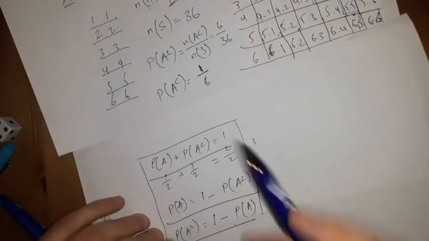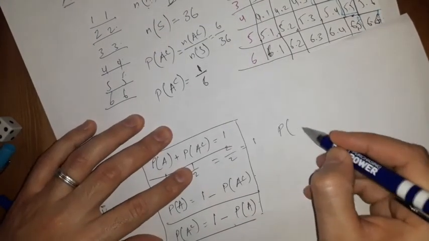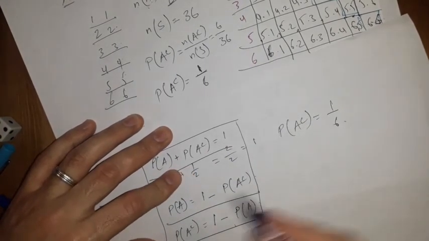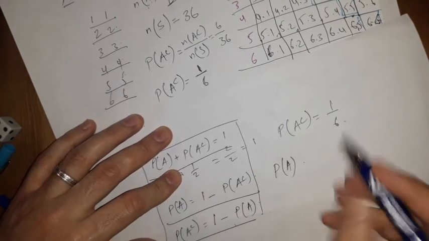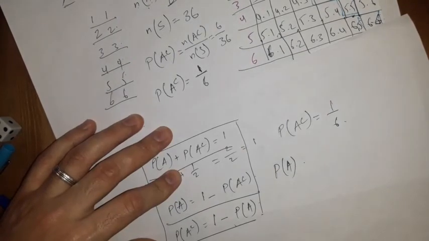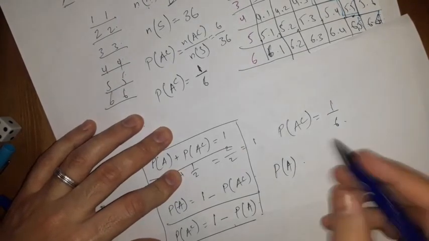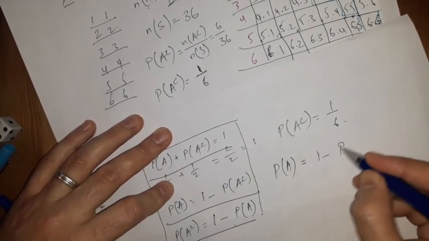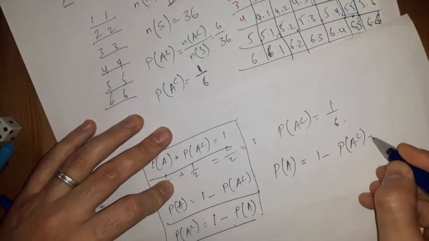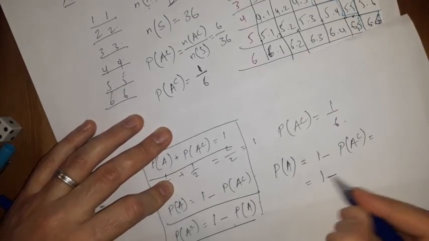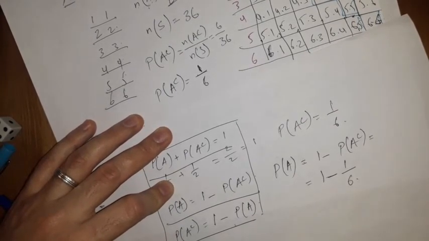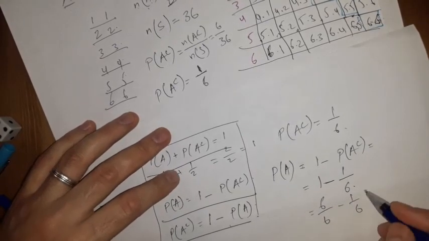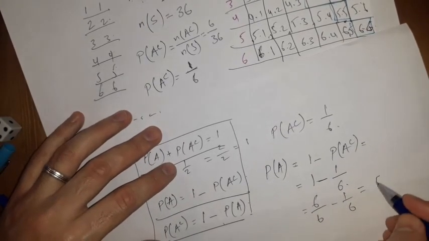So we have the probability of the complement of the event, which is 1 over 6. Then we just have to find the probability of the event A, which is that you do not roll doubles. So the probability of A is 1 minus the probability of the complement of the event itself, so equals 1 minus 1 over 6. You can write it as 6 over 6 minus 1 over 6, which is 5 over 6.